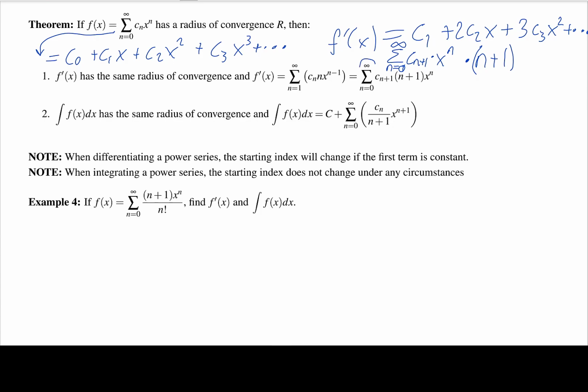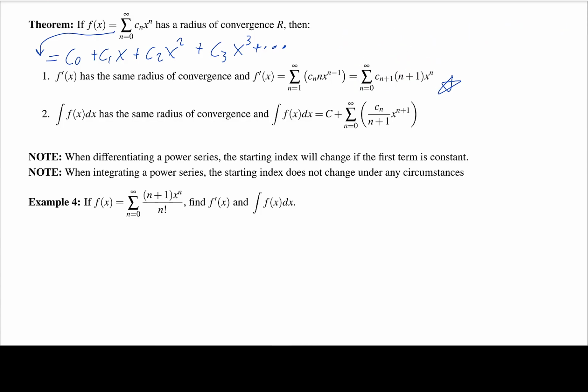And we'll look at applying this later, but this is going to be super, super important. Now, for integrating this, let's look at what happens when we integrate. I'm still going to keep this circled because it's just so important.